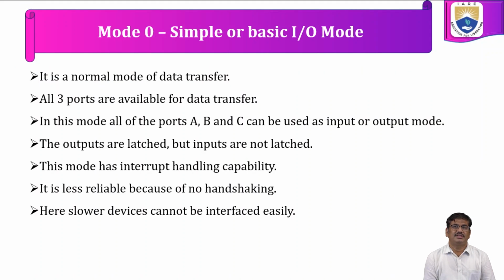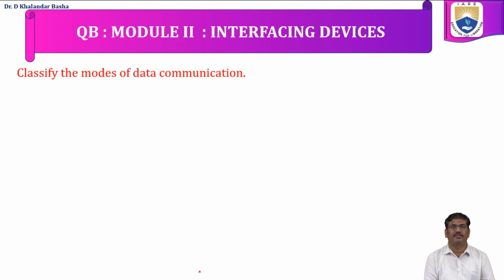Describe mode 0 operation of the 8255 programmable peripheral interface. Mode 0 is a simple or basic IO mode, the normal mode of data transfer. In this mode, all 3 ports, port A, port B and port C, are used for data transfer, and all the ports can be used as input or output. The outputs are latched, but inputs are not latched. This mode has interrupt handling capability. It is less reliable because there are no handshake signals. Here, slow response devices cannot be interfaced easily.